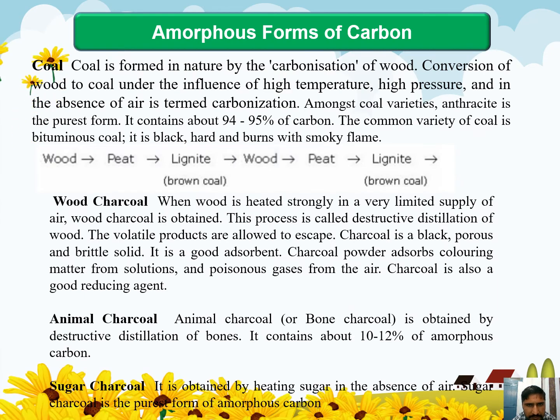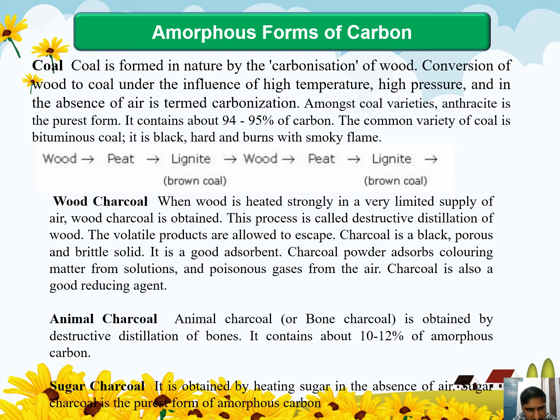Now the amorphous forms of carbon. Number one is coal. Coal is formed naturally by carbonization, the process of formation of coal by the decomposition of wood. Wood is converted to coal under the influence of high temperature and high pressure in the absence of air. A process with high temperature and high pressure but no air is called carbonization. Wood is converted into peat, peat into lignite, so different varieties of coal can be formed.